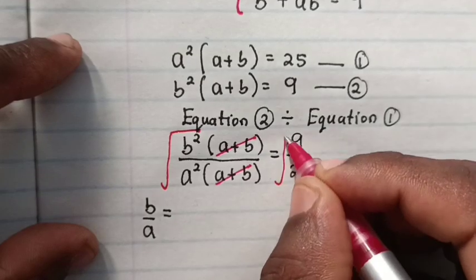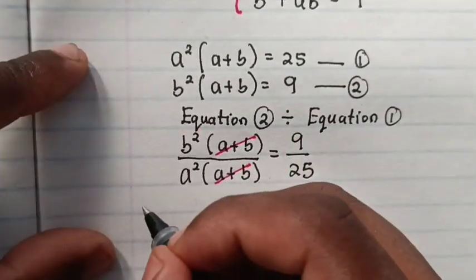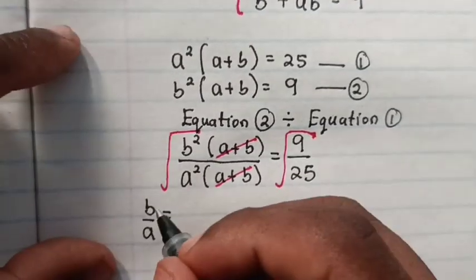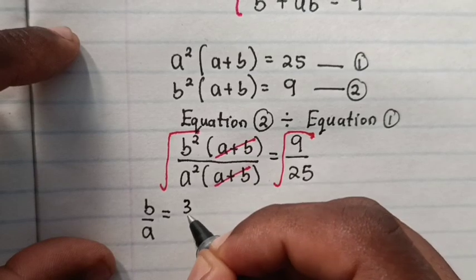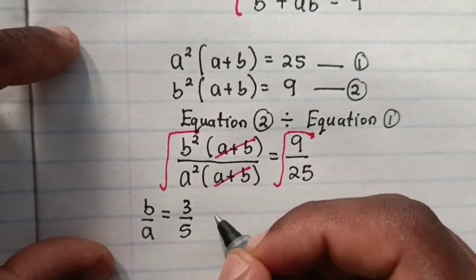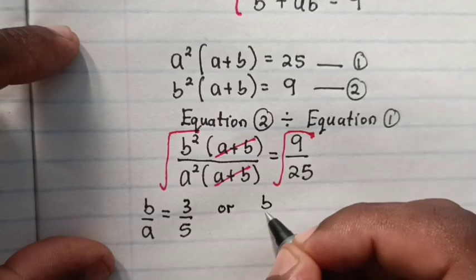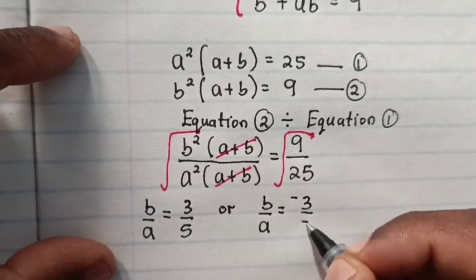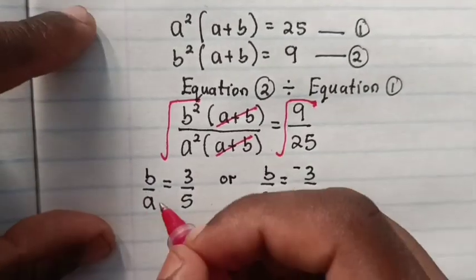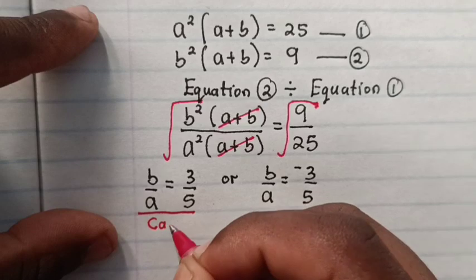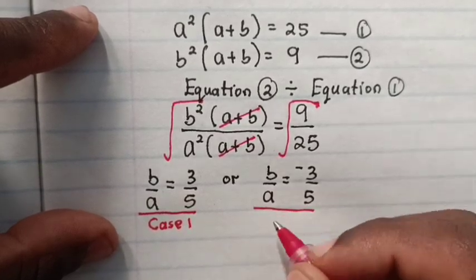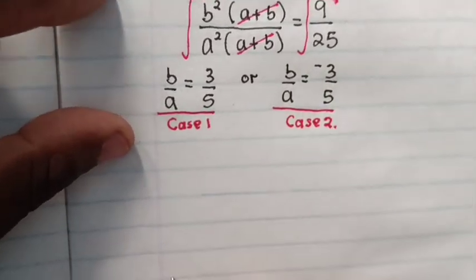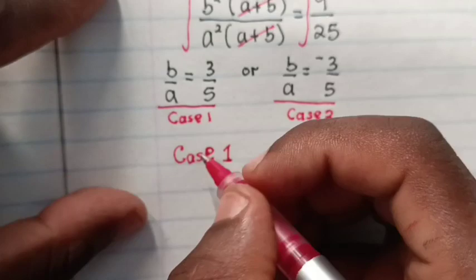We find the square root first. So square root of B square over square root of A square is B over A, which is equal to 3 over 5, or B over A is equal to negative 3 over 5, because square root gives positive and negative. So here this is case 1 and this is case 2. We solve case 1 first and then we come to case 2.